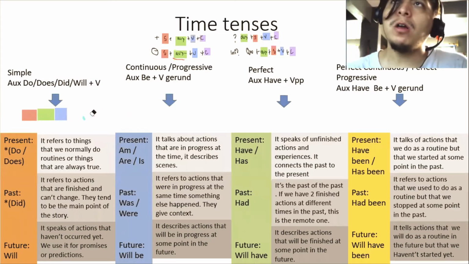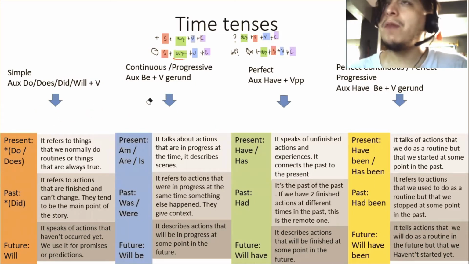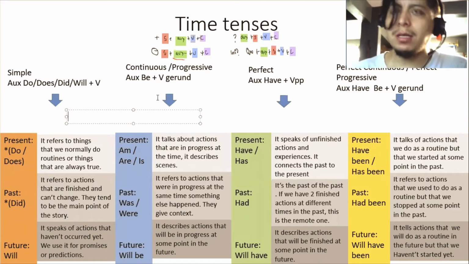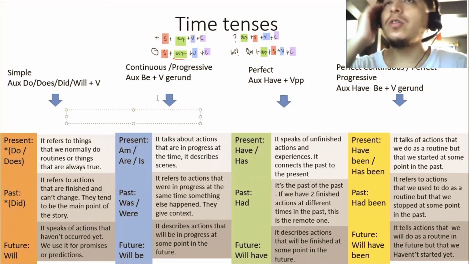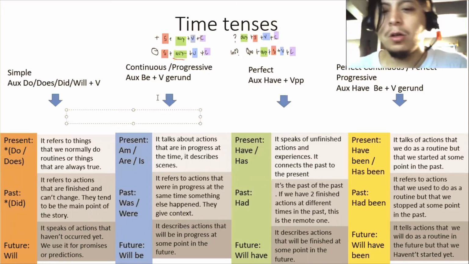Now we're going to move on to the continuous or progressive time tenses. How do we use the continuous or the progressive time tenses? Again, the present continuous, you need your subject. Your subject is going to be, I don't know, he.